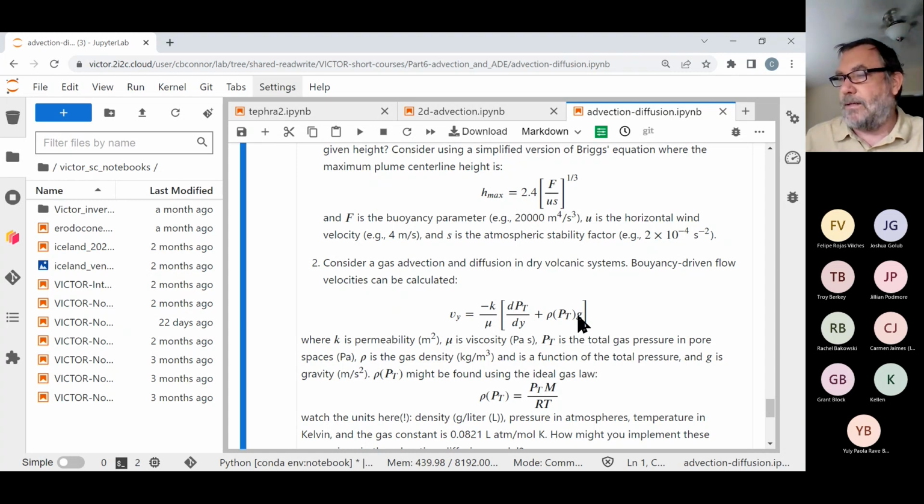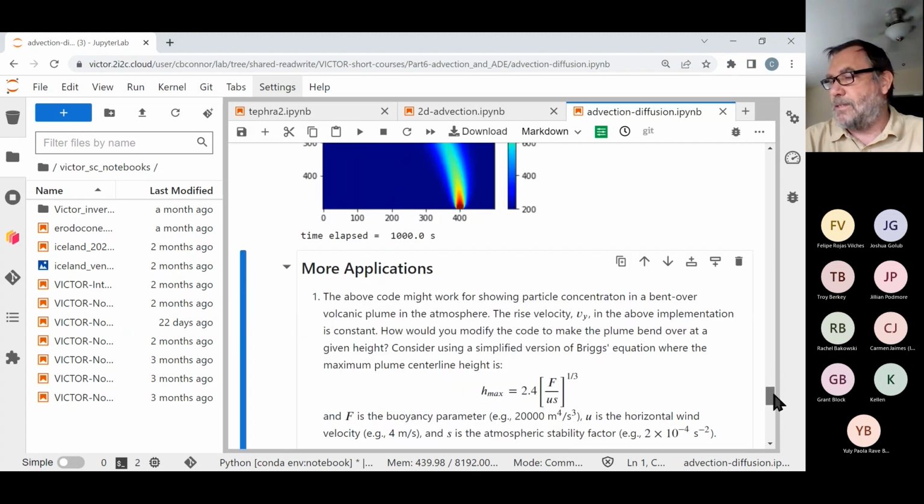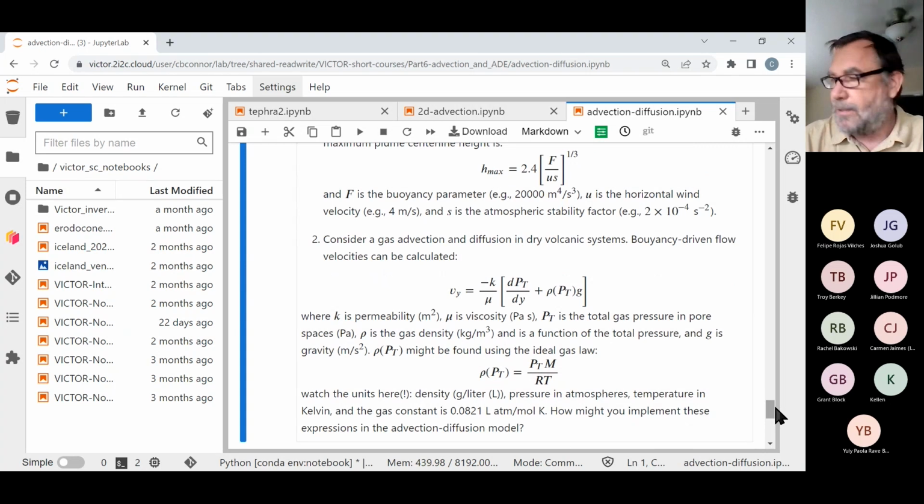And then you can get the gas density, which might be a function of the total pressure times gravity. So that would be an equation you could implement to calculate what the velocity field would look like for your buoyant gas. Then you can use the ideal gas law to get a handle on what that gas density might be. You can start adding a lot of complexity into this. So in other words, you could use this expression to define what the velocity field is, the vertical velocity. And then you can impose whatever horizontal velocity you want on it, that kind of thing.